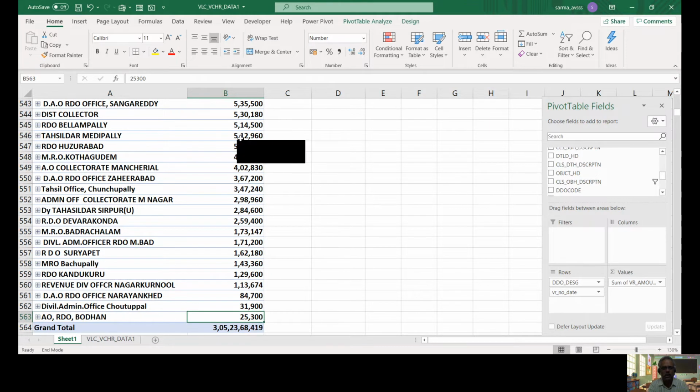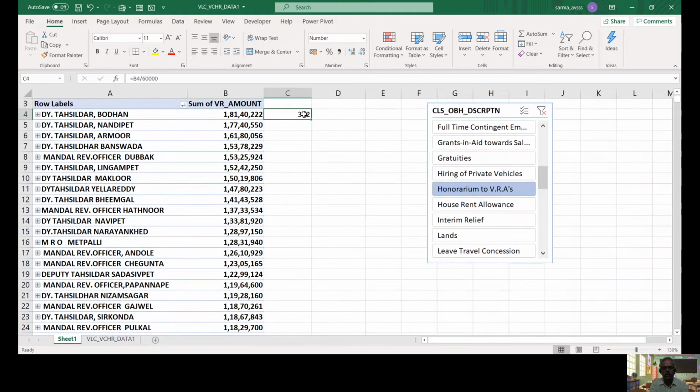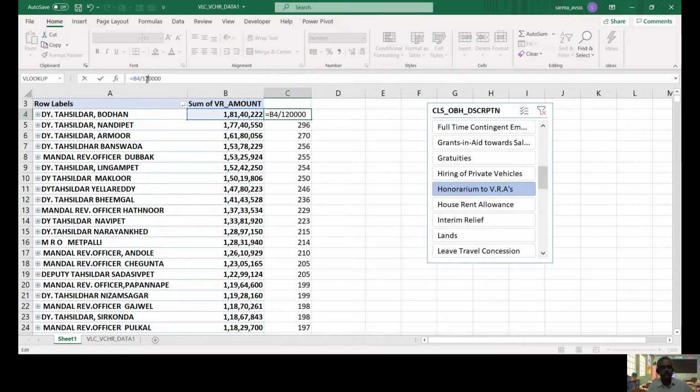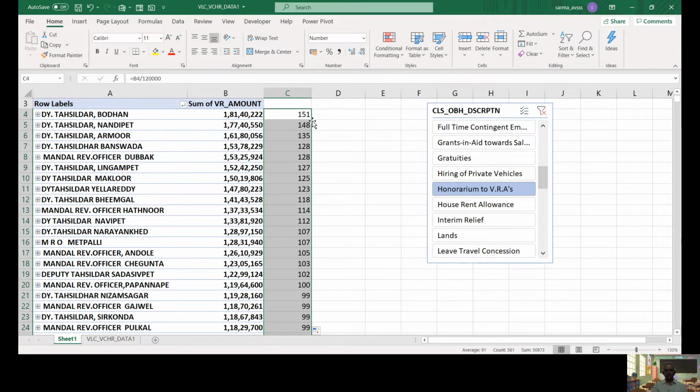But if you see the topper, there are 302 VRAs, right? Let us see whether this Navipet has 223 VRAs or not. Let us say maybe the rate is not 5,000. He's paying as per government order 10,000 rupees. Even then, if you put 1,20,000, still 151 VRAs in a district like Bodhan.